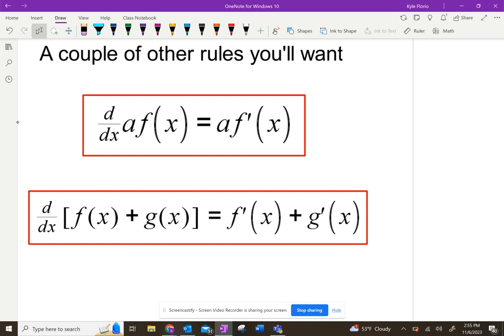Quick other rules. If there's a constant in front of a function that you're differentiating, you can just take the derivative and multiply by that constant. So if I said, I have x to the third times, let's say, 4, and I want the derivative of that, well, it's going to be 4 times whatever the derivative of x to the third is, and using the power rule, it's going to be 3x squared, so that ends up just being 12x squared. So when you have a constant outside, it just gets multiplied in.